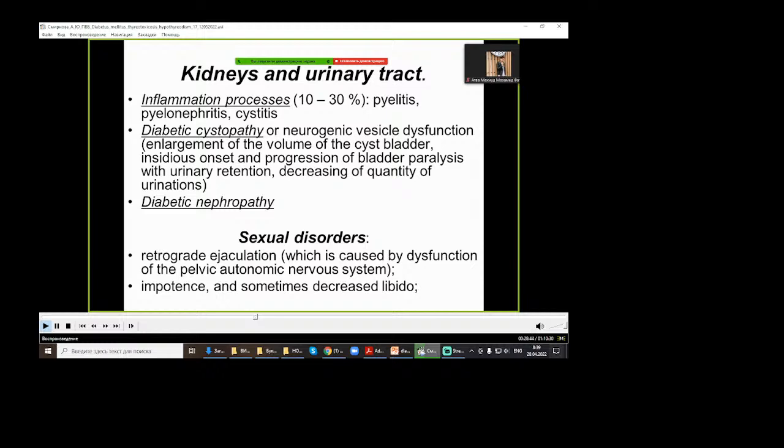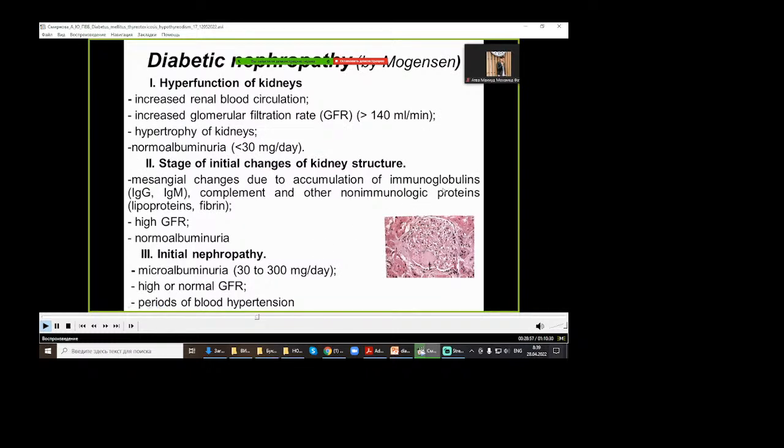The next very important clinical presentation is diabetic nephropathy, the damage of kidneys. Diabetic nephropathy has stages. The first stage is hyperfunction of kidneys. This stage is characterized by increased renal blood circulation and increased glomerular filtration rate, more than 140 milliliter per minute, by hypertrophy of kidneys and normal albuminuria, less than 30 milligram per day.